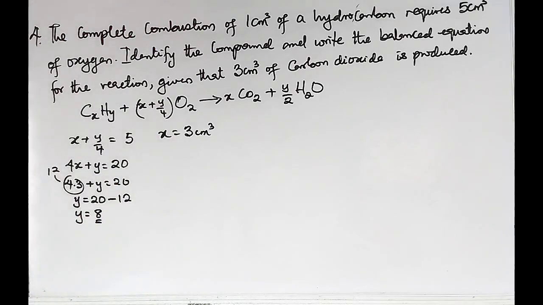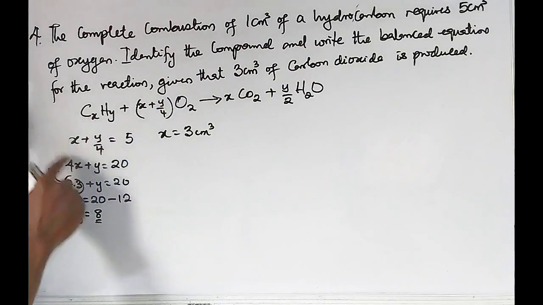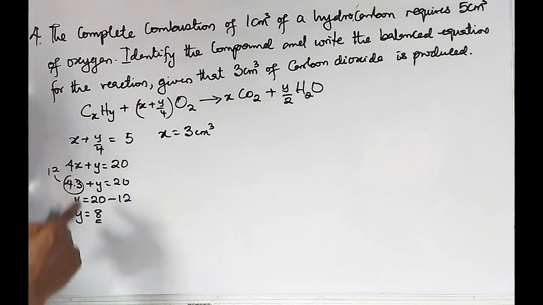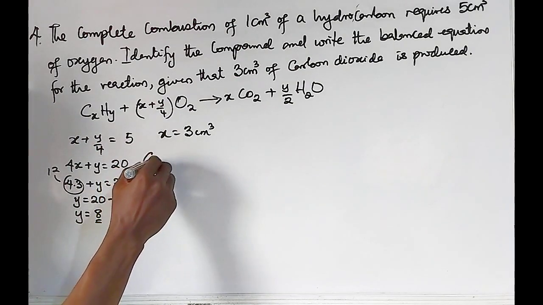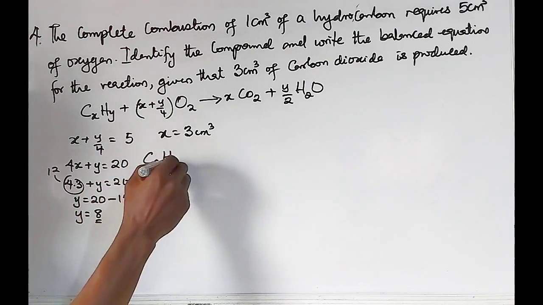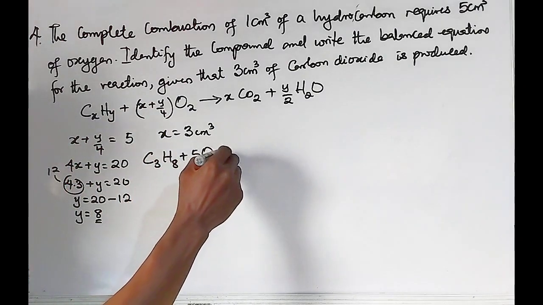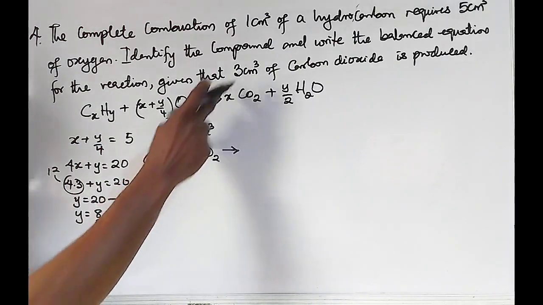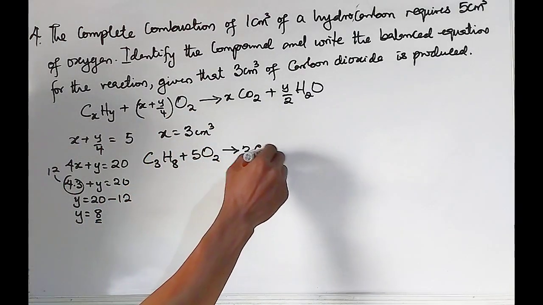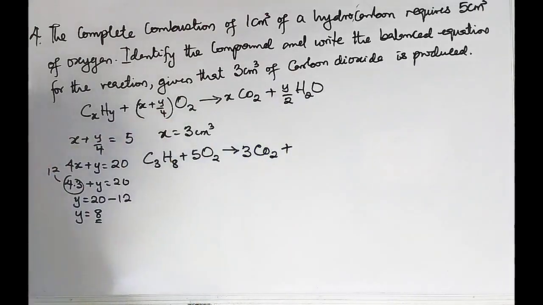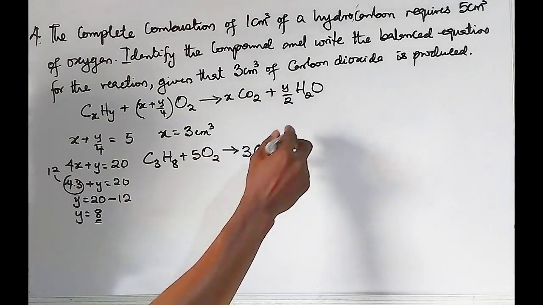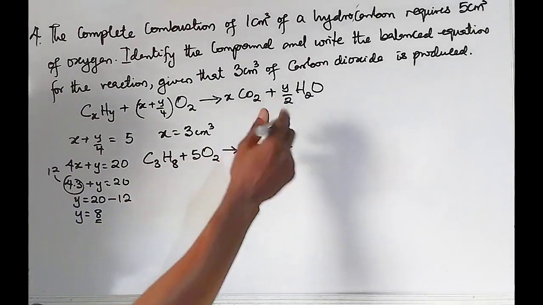Now let us plug in the values of y and x in the given equation. Take note that the whole of this bracket is 5 already. So here we have C₃H₈ because y is 8, then the whole of this is already 5, so we have 5 O₂, which gives us 3 CO₂ plus y over 2, that is 8 divided by 2, which gives us 4 H₂O.